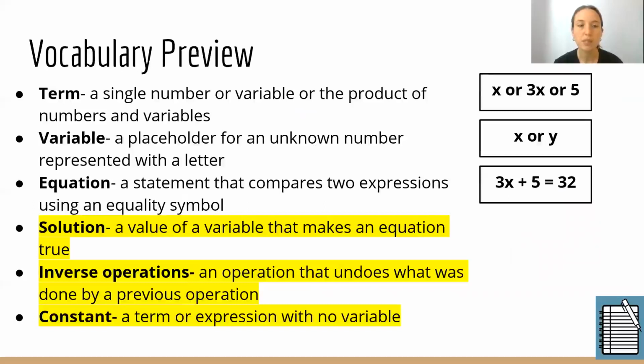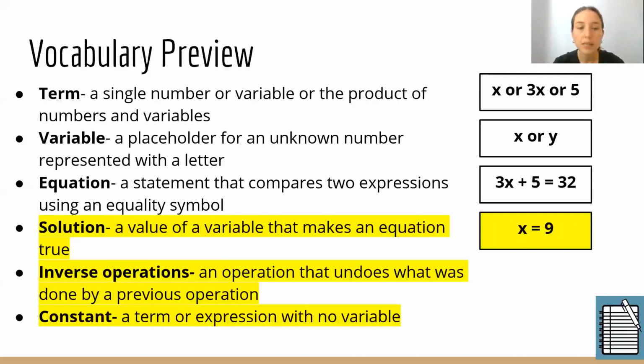At the top, you can see some of the terms that we've actually already discussed, so you don't need to write those down again. In yellow highlighted, you see some of the new terms that we're going to be incorporating today. The first one is solution, which is a value of a variable that makes an equation true. So for example, taking the equation you see here, 3x plus 5 equals 32. When I solve that, I get a solution of x equals 9.